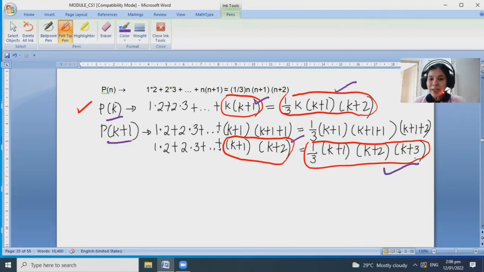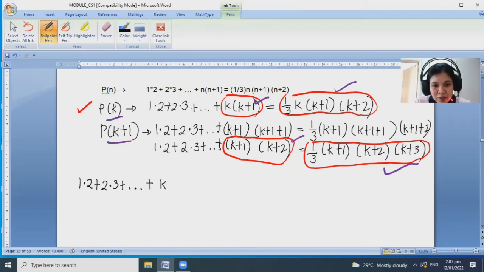So, ngayon, i-connect ko, pagsasamahin ko, or pagsusunurin ko, yung dun sa series, yung P of K na K times K plus 1, saka yung dinagdag ko na panibagong number sa series. So, as I write it, dito ka magsimula. 1 times 2 plus 2 times 3 plus and so on and so forth plus, ito yung dating dulo.